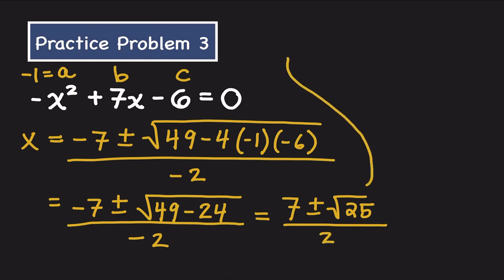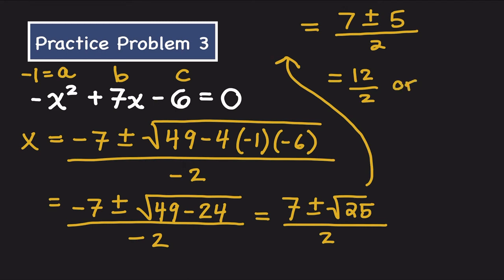And just to finish up here, we're going to do 7 plus or minus 5 over 2. And that's going to give us 2 answers. We're going to have 7 plus 5, which is 12 over 2, or 7 minus 5, which would be 2 over 2. Which means we are looking at 6 or 1.